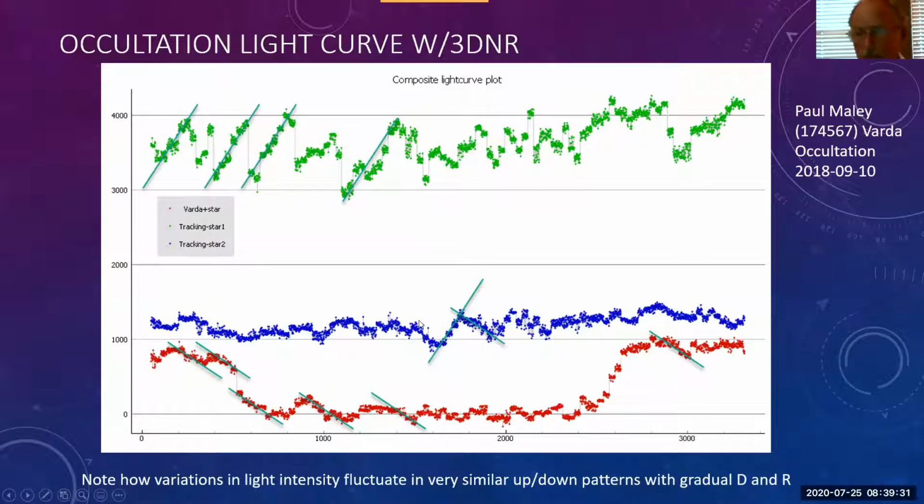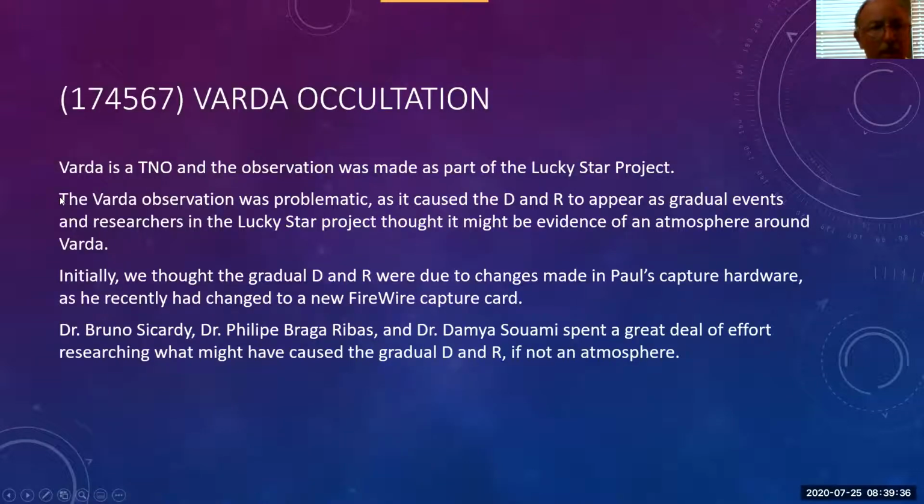So in the Varda occultation, it was a TNO observation that was made as part of the Lucky Star project. And Paul's observation was problematic as it caused the events to appear as gradual. Researchers in the Lucky Star project thought that it might be evidence of an atmosphere around Varda. So they were excited: oh boy, we got an atmosphere.